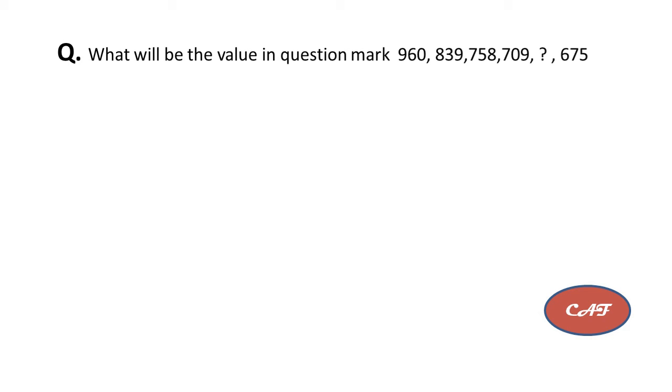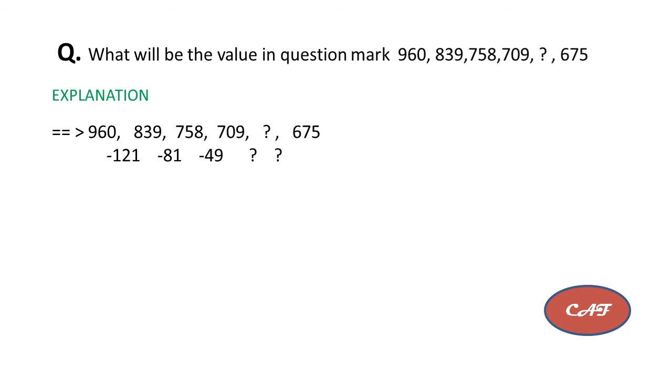Next question. What will be the value in question mark? Here all are big numbers. We will see. The sequence is 968, 839, 758, 709, 675. Okay. We will see the difference. It is in decreasing order, so at every step they are decreasing. We will see how much. From the first number to the second number they are subtracting 121, next 81, next 49, and the next number we don't know, we have to find that out.